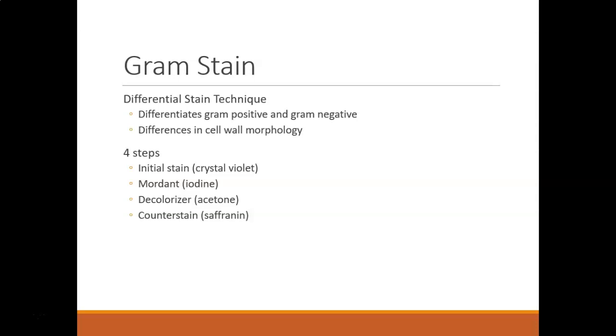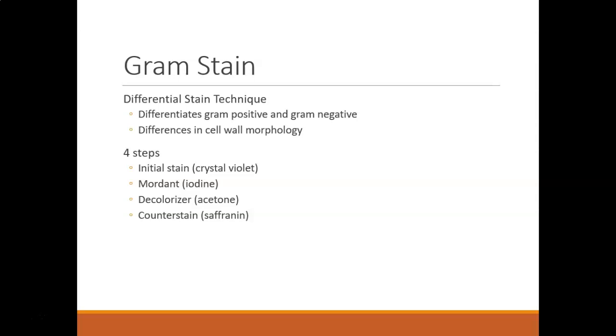And so what the gram stain does is it separates bacteria based on the amount of peptidoglycan in the cell wall. Gram-positive bacteria have multiple layers, 20 or more layers of peptidoglycan, whereas gram-negative bacteria only have 1 or 2 layers of peptidoglycan in their cell wall. And so that alone is what the gram stain separates.